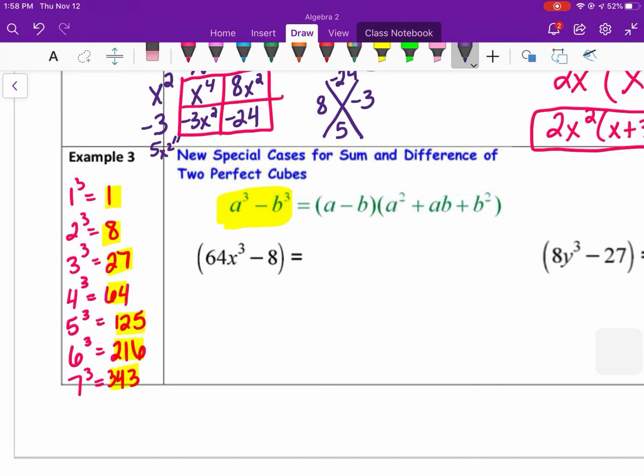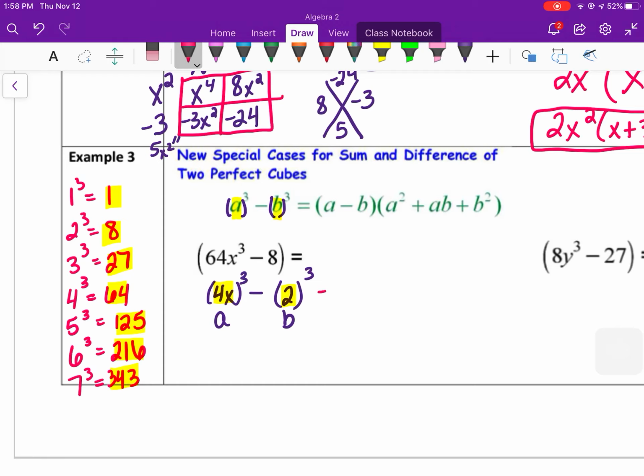So this is how this is going to work. So 64x cubed is the same thing as 4x cubed. And then minus, and then 8 is the same thing as 2 cubed. So now I can identify my a is going to equal 4x and my b equals 2. So then I have a cubed and b cubed. So I'm going to plug in 4x for a, and I'm going to plug in 2 for b into my formula.